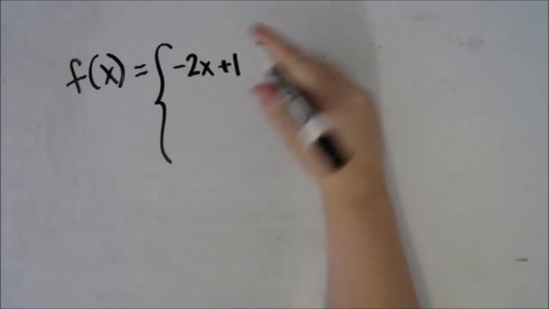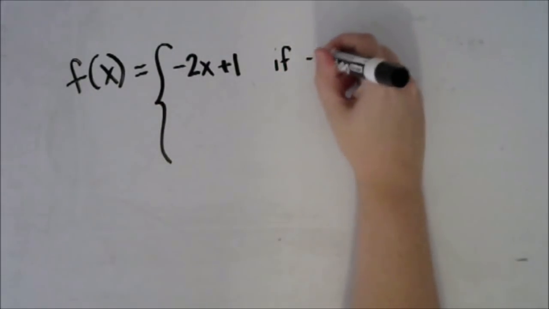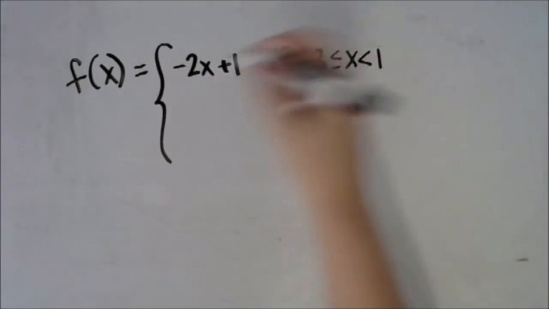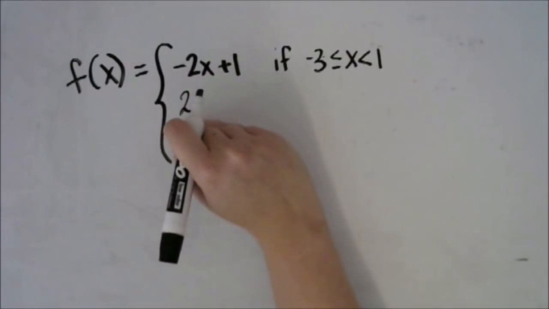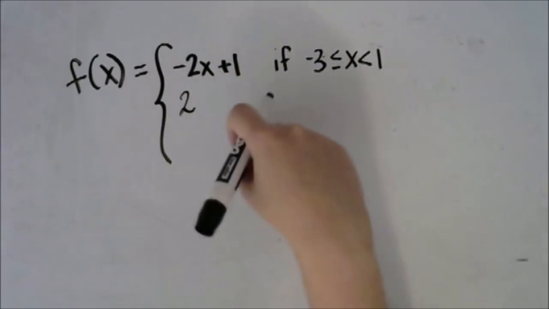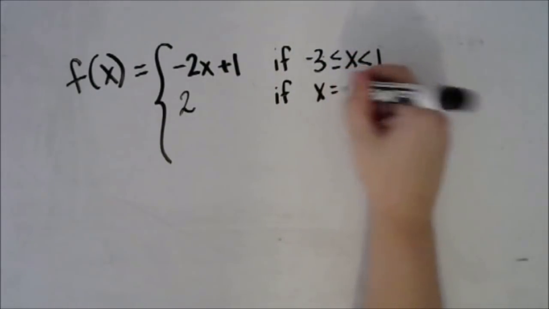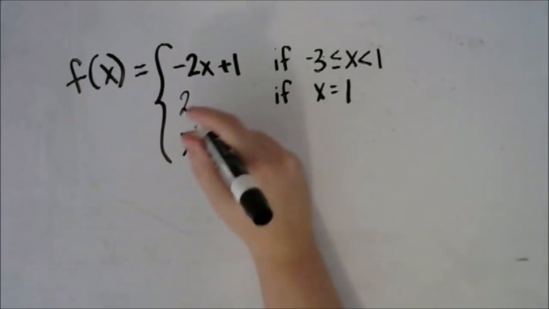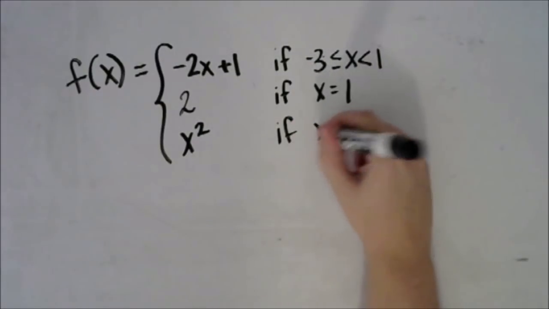This is the first function. And this function is only valid if negative 3 is less than or equal to x is less than 1. We have another function, 2. This is a constant function, which means it would appear as a horizontal line on a graph if x is equal to 1. And then we have the function x squared, which is a quadratic function if x is greater than 1.